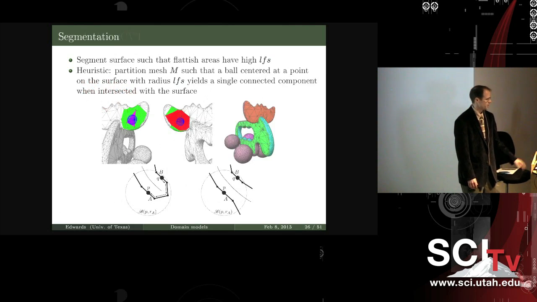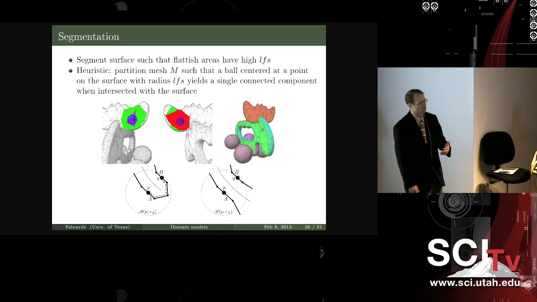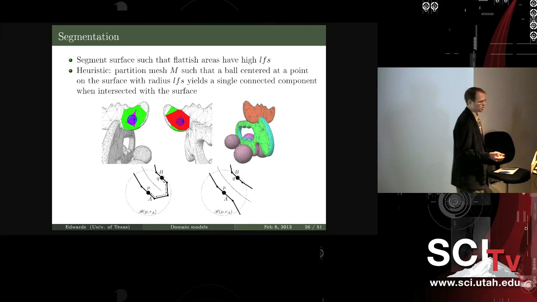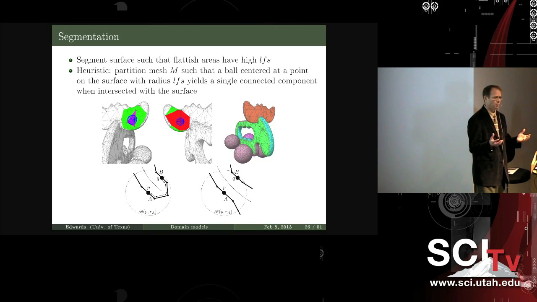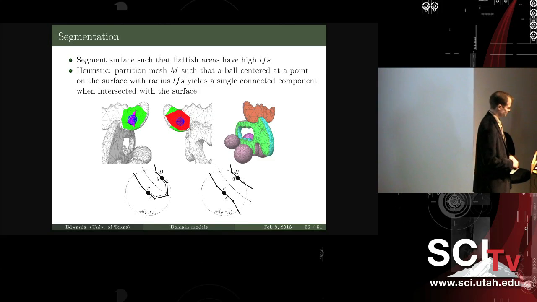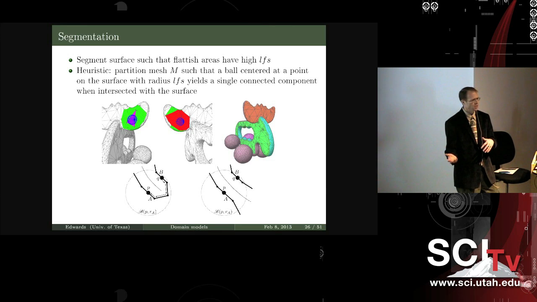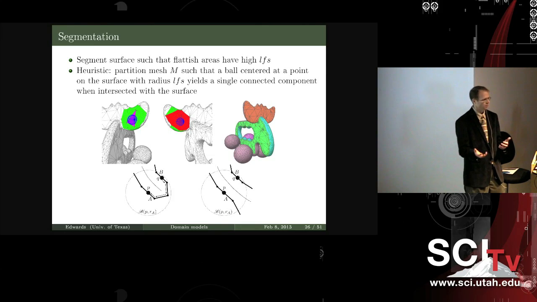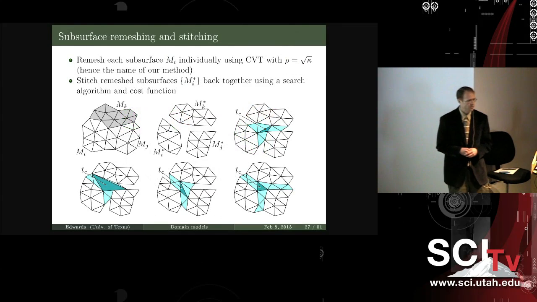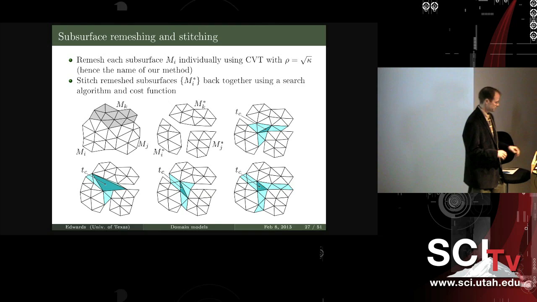avoids all topological errors. So our approach is to actually segment the surface mesh into separate surface meshes such that any point on the segmented surface mesh, take a ball at that point of radius local feature size, intersect it with the surface, and have a single topological connected component. And by doing this, we then run CVT or remesh each separate mesh individually and then stitch them back together using a greedy stitching algorithm with a cost function on the triangle quality of the stitches.